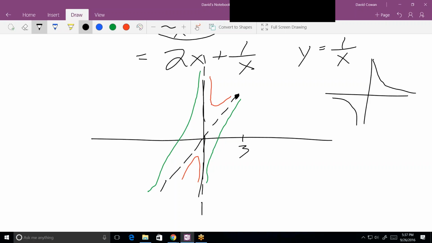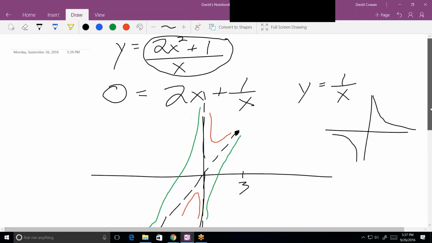The green has x-intercepts. The red has none. So would you set y equal to 0 and see if I can come up with a solution? Would you multiply it all by x? Well, here's the thing. If I go back and look at this before I factored it, let's look at the original, because it's a little easier to see.